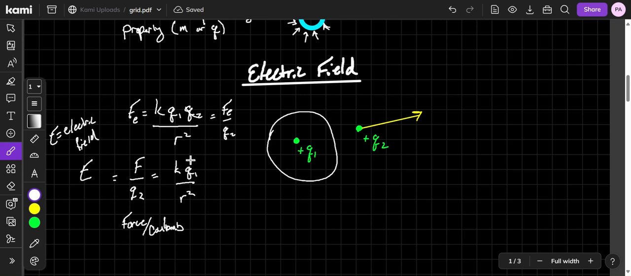But the idea is the same, that if these are all positive charges, no matter where I put a charge, as long as it's a positive charge, it's going to be pushed away from our Q1.